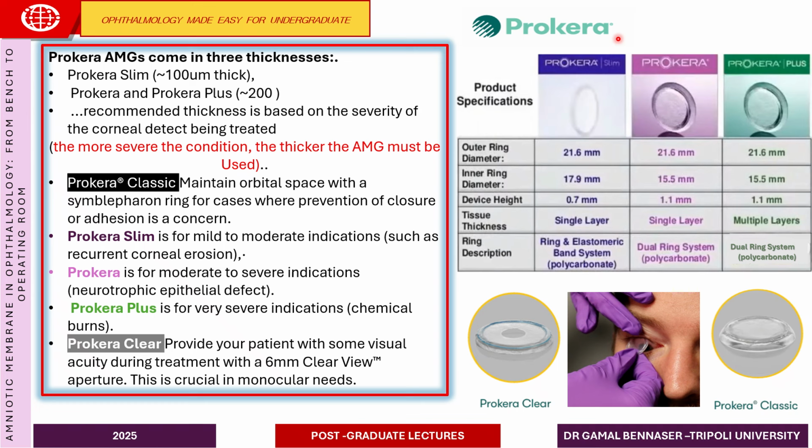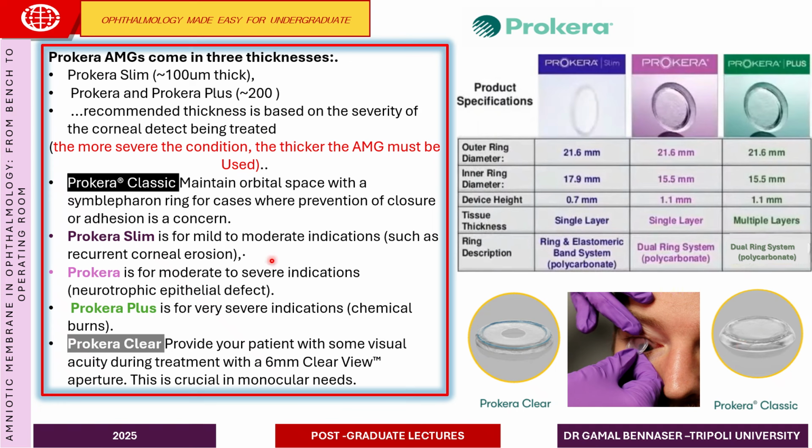It comes in 3 or 4 varieties: the Procera Classic, Procera Slim, Procera, and Procera Plus. And this is based on the thickness. Each one has its own thickness according to the specifications here. And the more severe the condition, the thicker the amniotic membrane that you need to use. For example, the Procera Classic comes very thick like this one, with a thick orbital rim, so that it acts as a spacer, especially in symblepharon and for prevention of closure or adhesions of the lids with the conjunctiva.